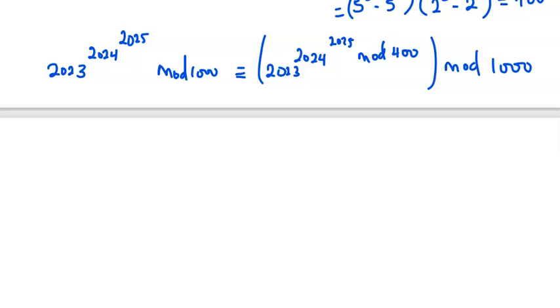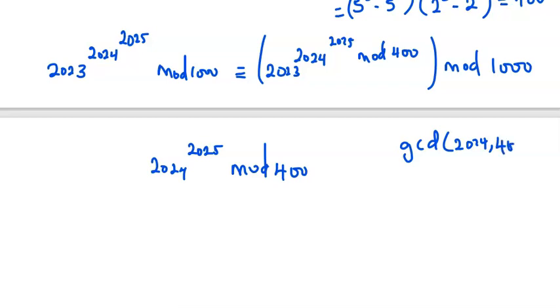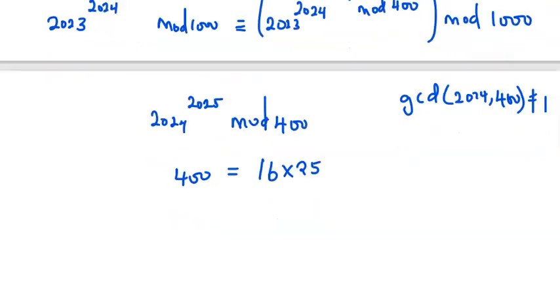Okay, so here now we have a problem, and what is that problem? Remember what we have there is 2024 to the power of 2025 mod 400. The problem we have here is that the GCD of 2024 and 400 is not equal to 1. So what are we going to do? What we're going to do here is to split 400 as a product. And what is the product we're going to use? We're going to use 16 times 25.